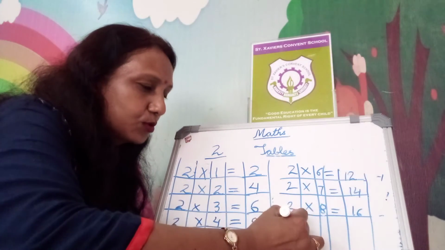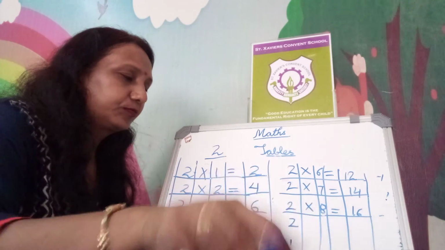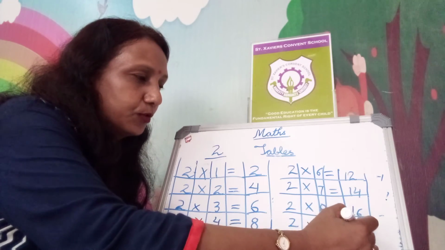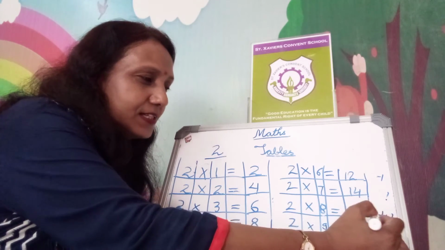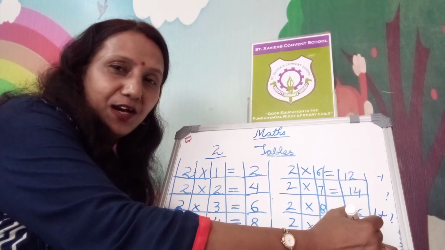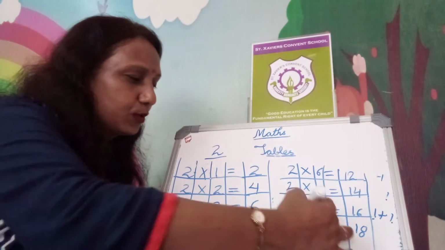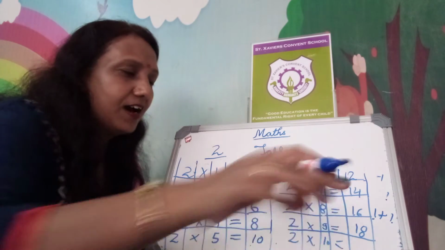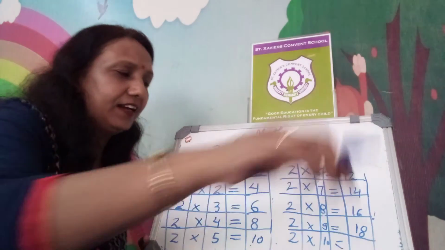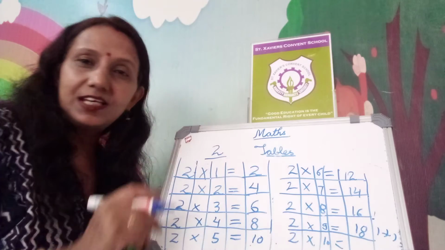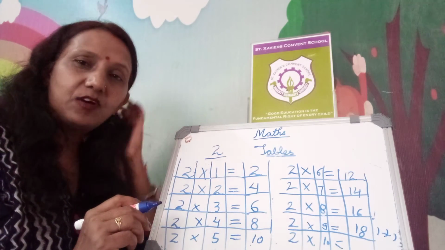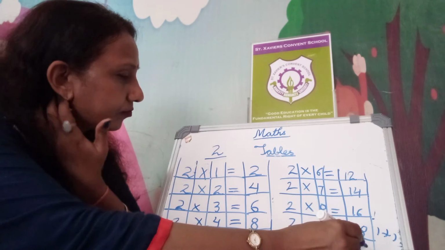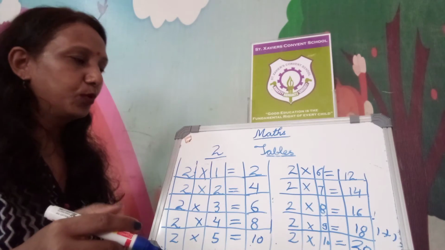Now 2 9s are... 2 9s are 16 plus 2: 17, 18. 2 9s are 18. And 2 10s are... very easy. After 18, add 2: 19, 20. 2 10s are 20. Alright? So this way your table of 2 is done.